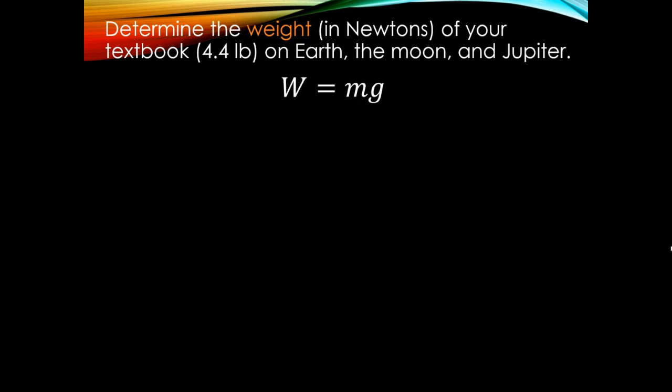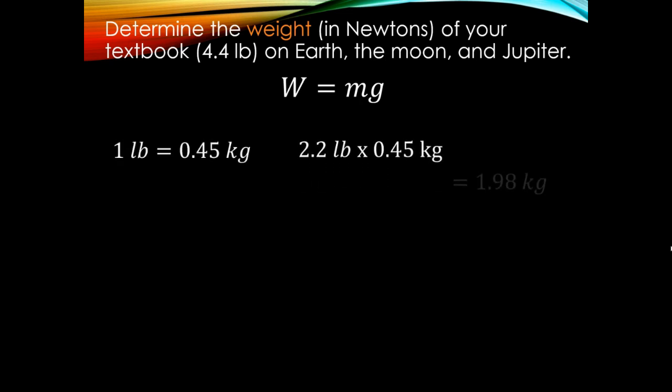We have a little problem though, because mass is measured in kilograms, but we are given pounds. Do you remember how to convert from pounds to kilograms? Remember there are 0.45 kilograms in every pound. So 4.4 pounds times 0.45 kilograms will give us a mass of 1.98 kilograms. So now we can use our equation.